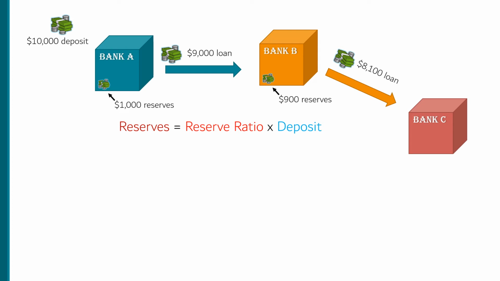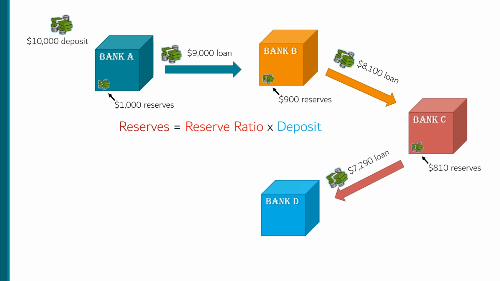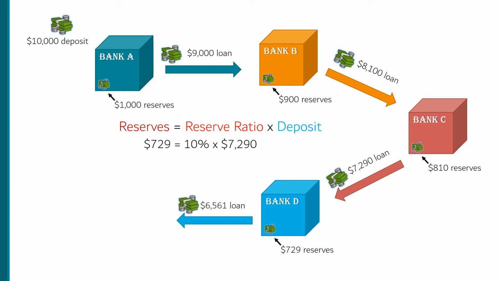And it won't end there. Bank C will keep $810 in reserves and lend out the remaining $7,290. When that lands in Bank D, they will keep $729 and lend out $6,561. And now our money supply is up to $40,951. We could keep doing this to infinity, adding a little more to our money supply each time.